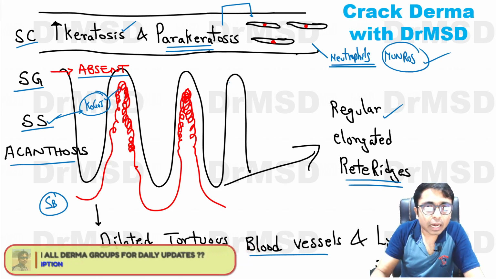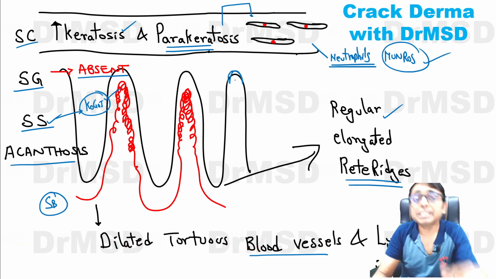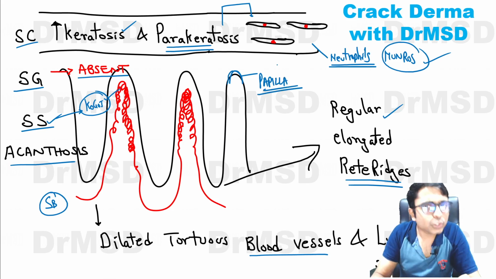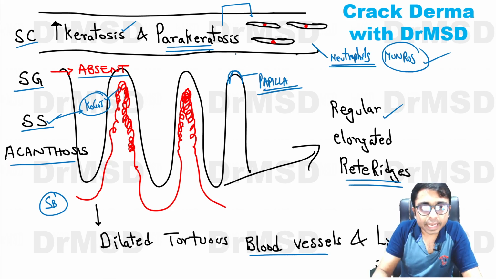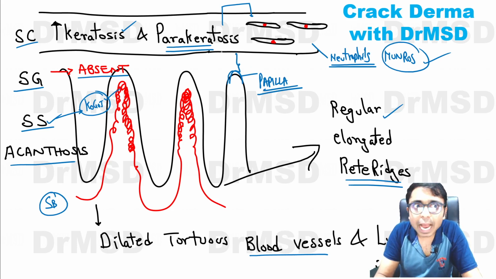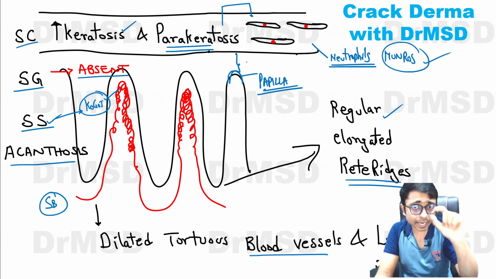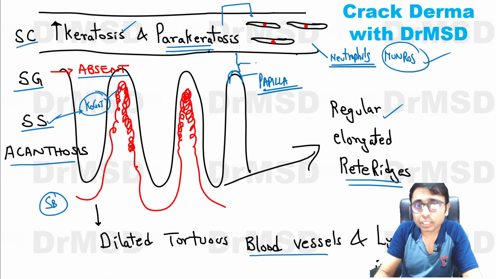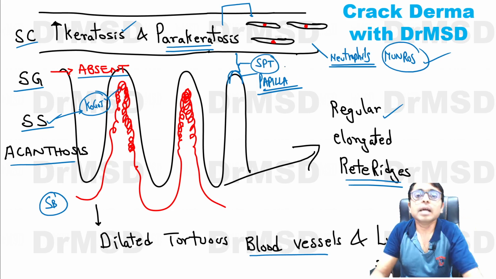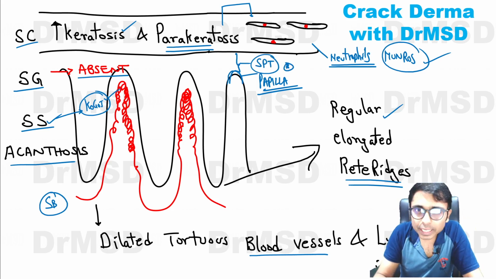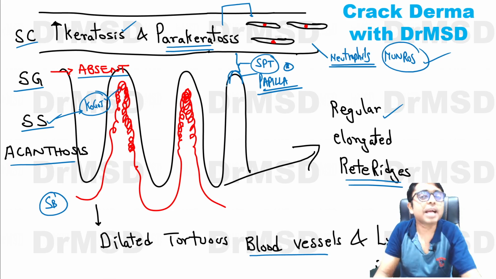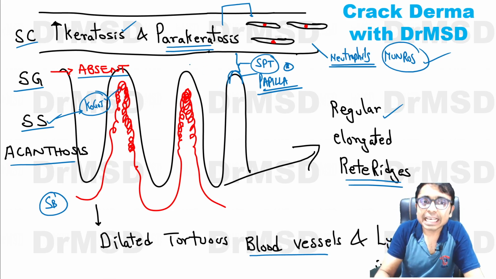So these projections of the dermis into the epidermis are called dermal papilla. And as you can notice, the space between this papilla and the stratum corneum is very much reduced, and this is what is called supra-papillary thinning. And this is actually the funda behind the Auspitz sign.